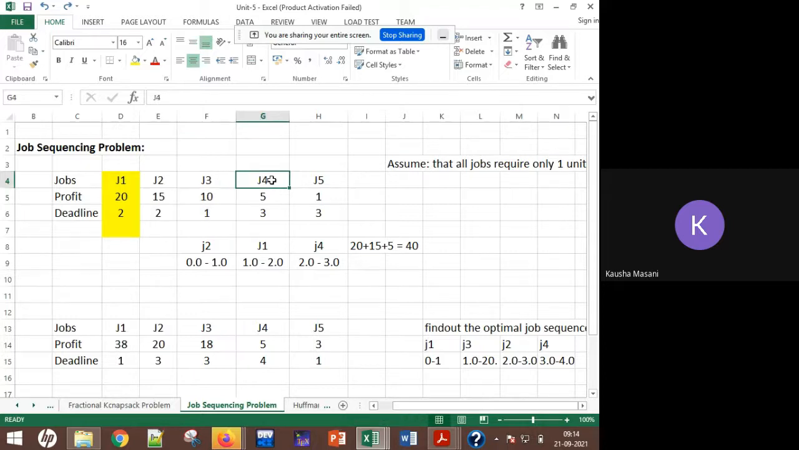Now next you'll go to J4. J4 has deadline of 3 units. So I can place very well J4 here between 2 to 3. So J4 is placed and the profit is also written here. So when you do the addition, the profit is 40 and the sequence of your job is J2, J1, J4.